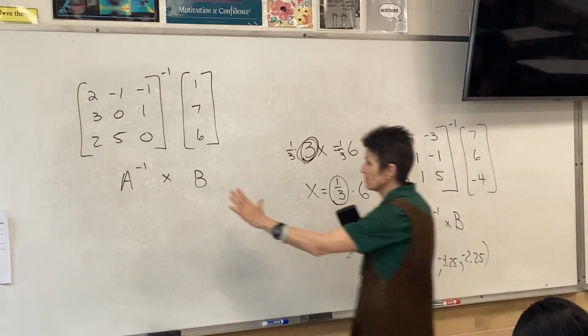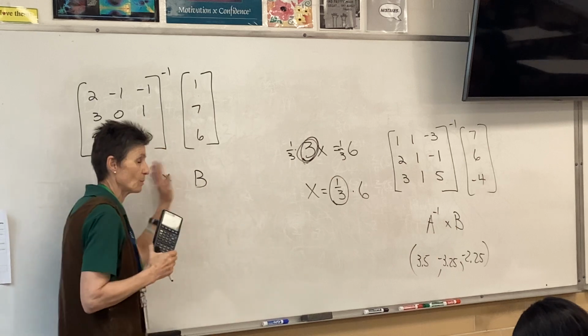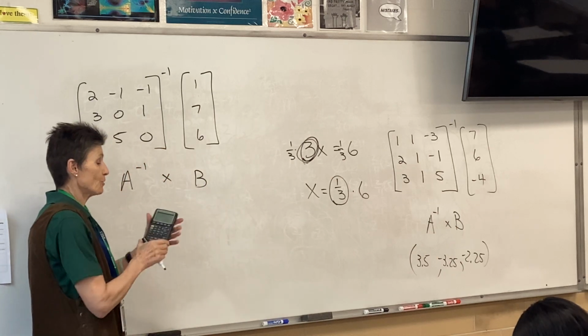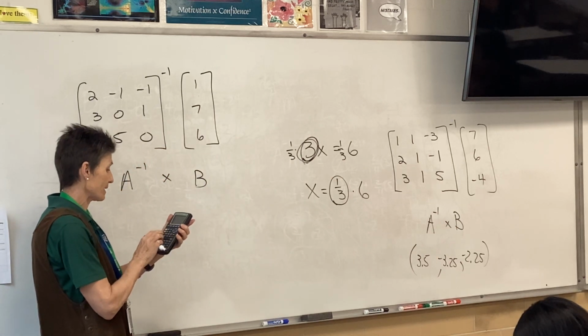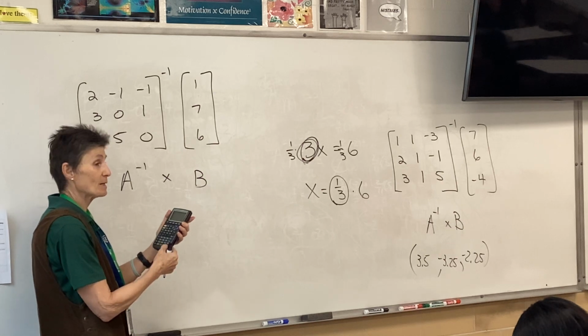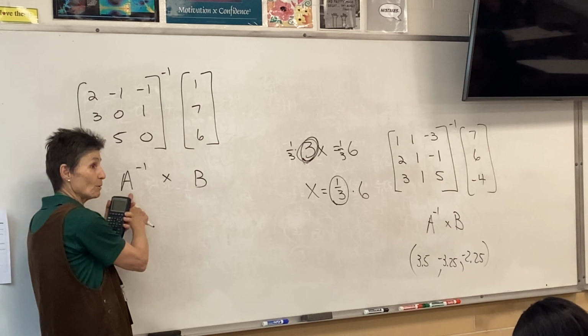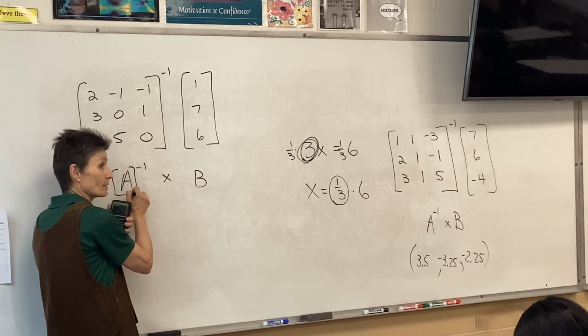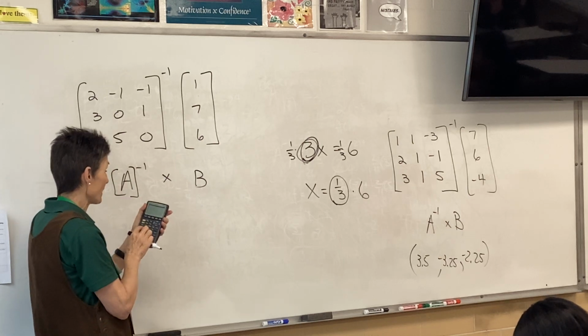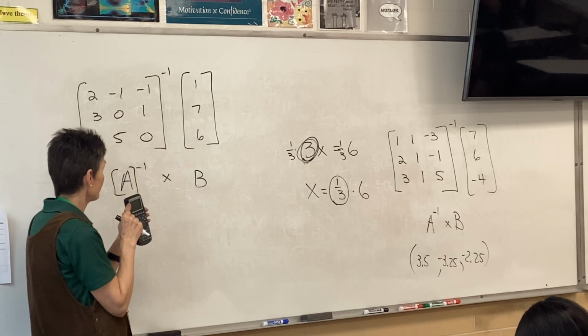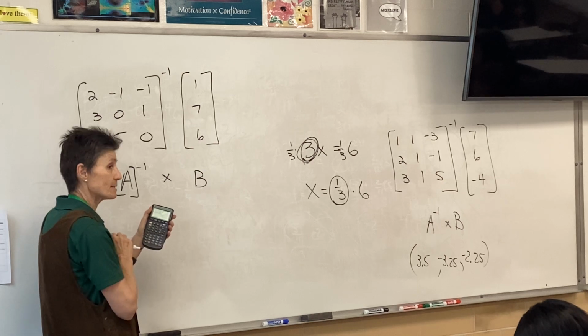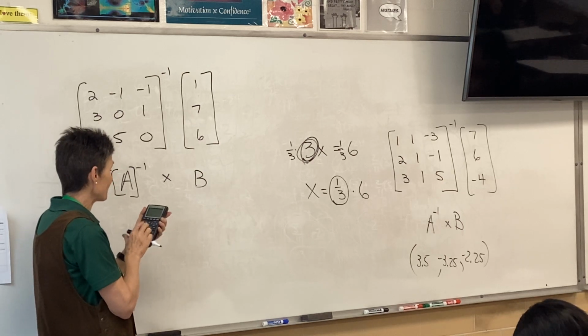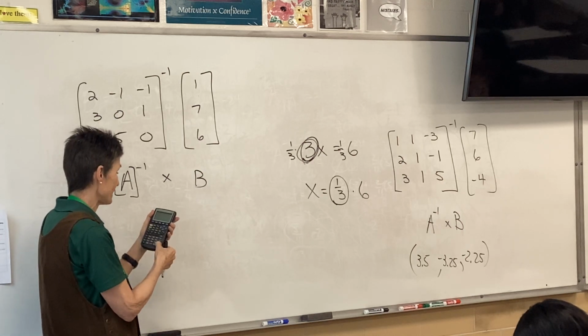Now you need to type this in on the screen. This is what it needs to say. So you go back into second matrix and just press enter. That pulls up your A. Put your inverse on that. Just press the inverse button. Times second matrix. Click down to B. Enter.